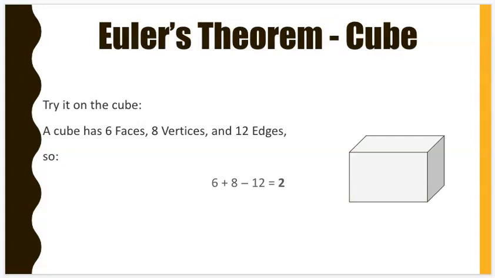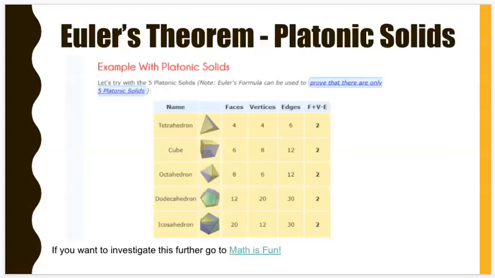You can see it in a cube. There are 6 faces, 8 vertices, and 12 edges. So 6 plus 8 is 14, minus 12 equals 2. You can see Euler's theorem here for the Platonic solids.